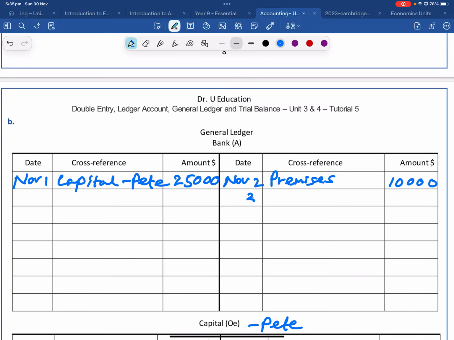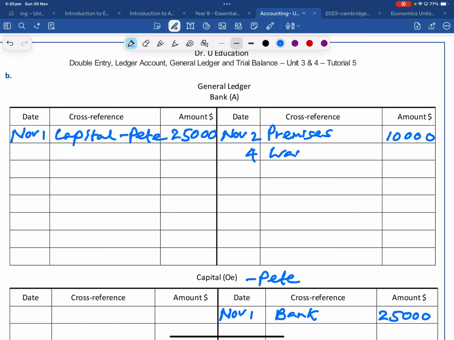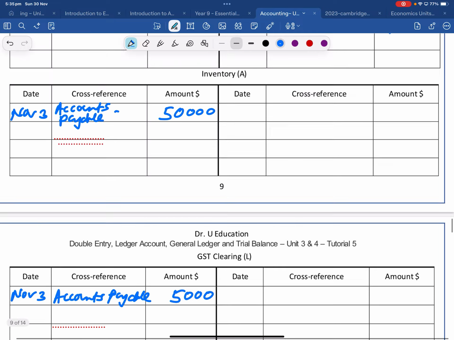So November, what is it? 4th. Saying wages 1900, and then wages expense November 4th, saying bank 1900. Next one, guys.